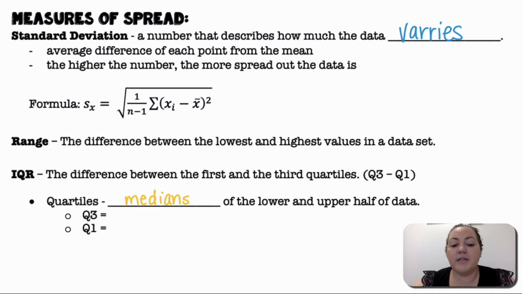The range is the difference between the lowest value and the highest value in the data set, and the IQR is the interquartile range. It's the difference between the first quartile and the third quartile, so quartile 3 minus quartile 1. Quartiles are basically the medians of the lower and upper half of the data. So quartile 3 is the middle of the upper half of the data, and quartile 1 is the middle of the lower half of the data.